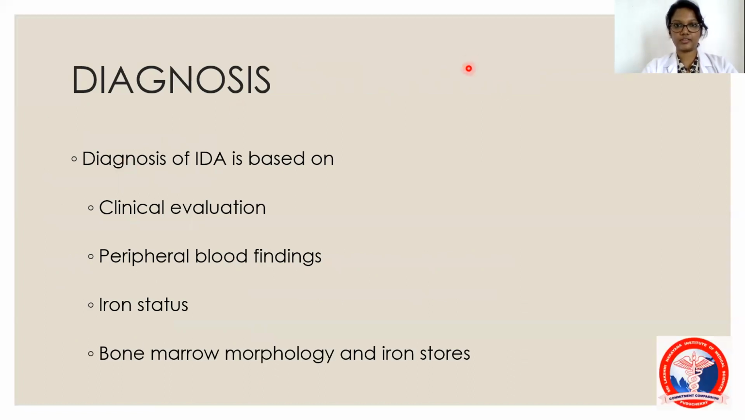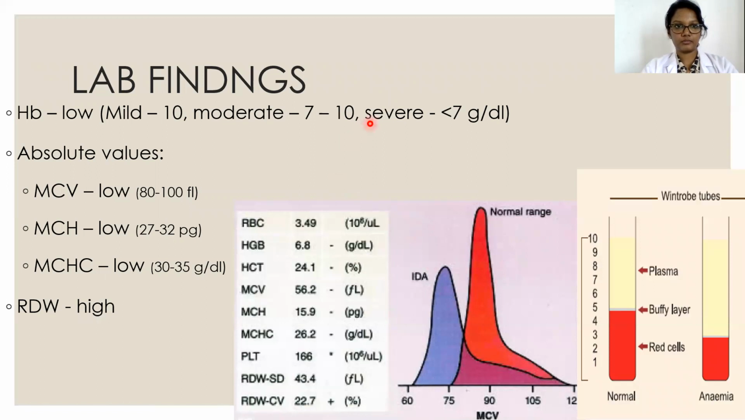So how do you diagnose such cases of iron deficiency anemia? It's mainly based on clinical evaluation, the history of the patient, and the findings. In addition to that, peripheral blood smear findings, the iron status, and as a last resort, bone marrow morphology and iron stores. So if you look at the lab findings, hemoglobin is low.